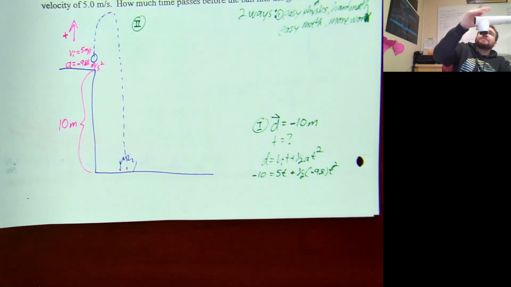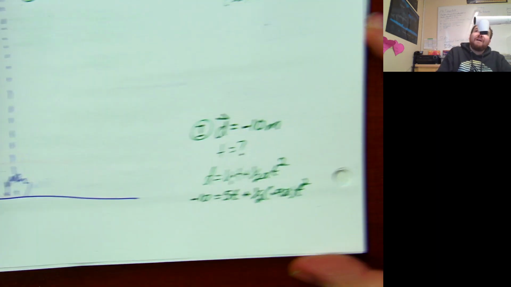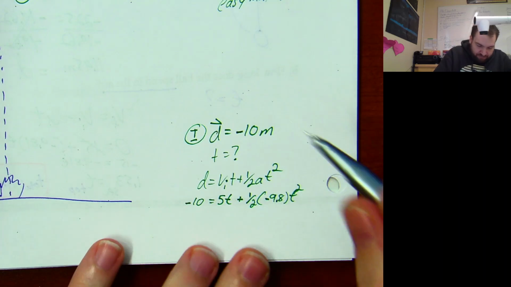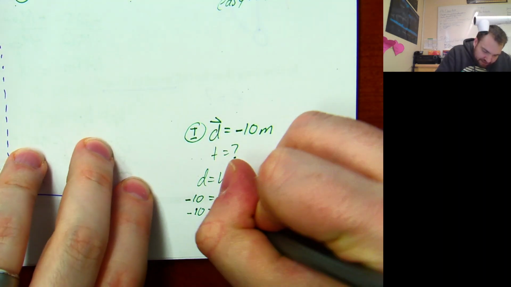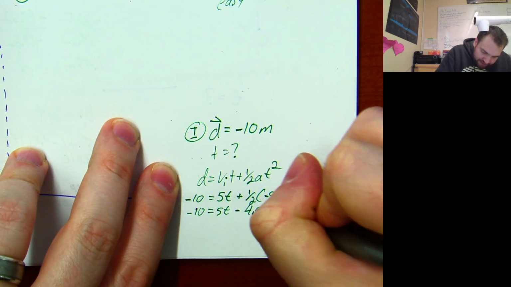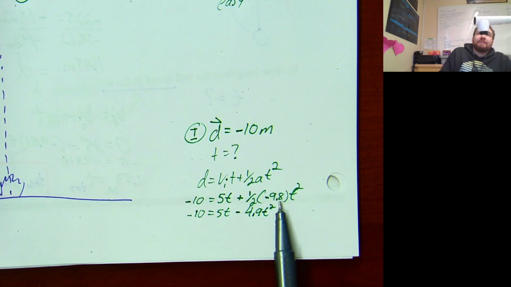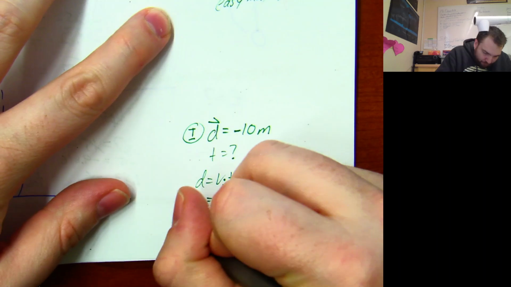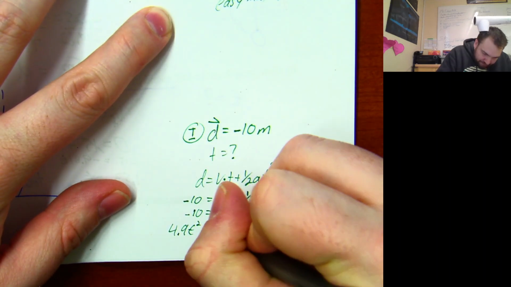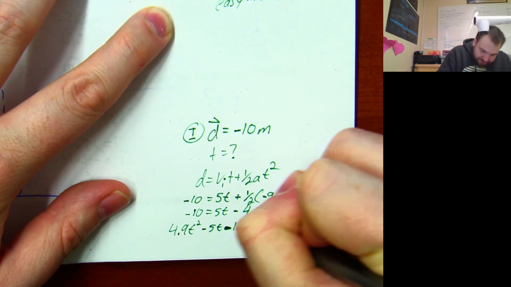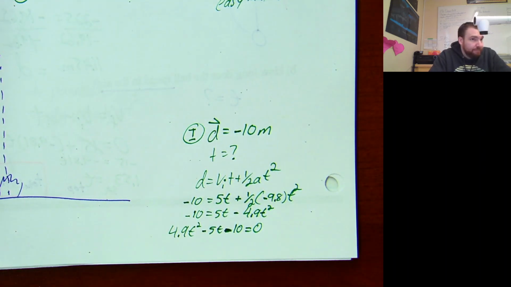That, ladies and gentlemen, is going to turn into what? Kind of mathematical. That's going to be a quadratic. So I'm going to move this thing around. Actually, I'll do it step by step. Negative 10 equals 5t minus 4.9t squared. I just took my half and I multiplied it by the negative 9.8. And now I'm going to move everything over to the left-hand side. I'm going to have 4.9t squared minus 5t minus 10 equals 0. And now we've got to solve that thing.